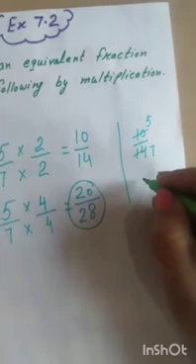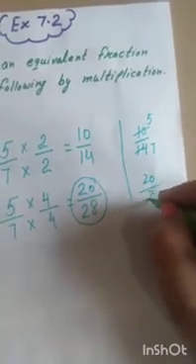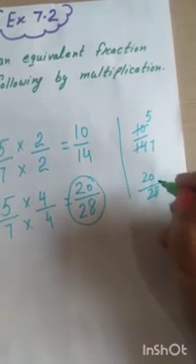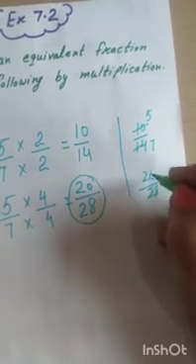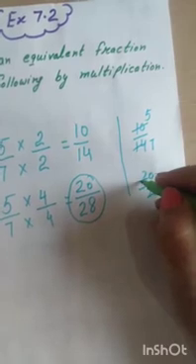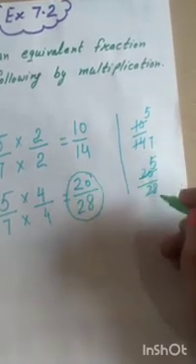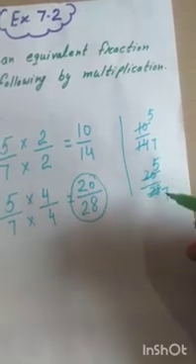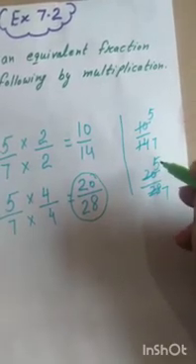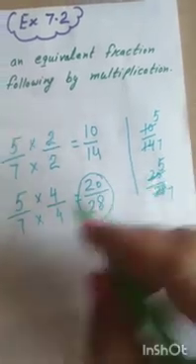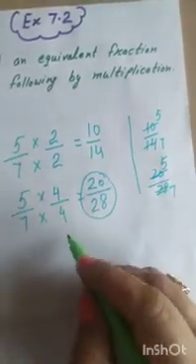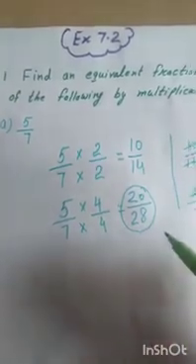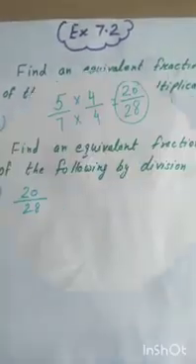How? See here, 20 over 28. If I want to reduce it, I will divide them by the same number. They both are divisible by 4. 4 5s are 20, 4 7s are 28. Now you can see by reducing them, again we get 5 by 7, which is the same as that one. So in this way we can find the equivalent fraction with the help of multiplication.